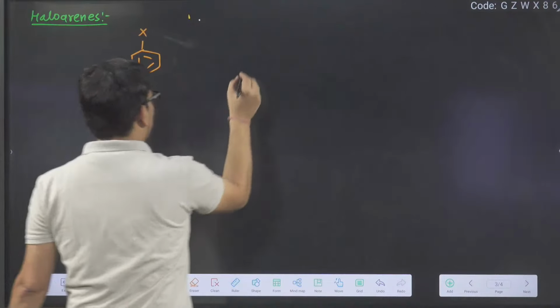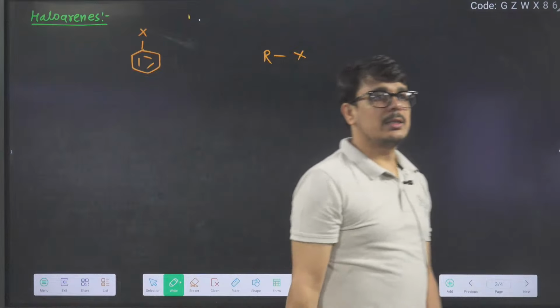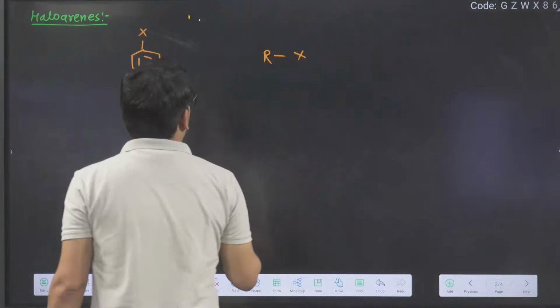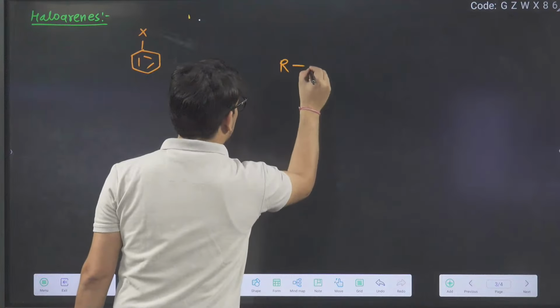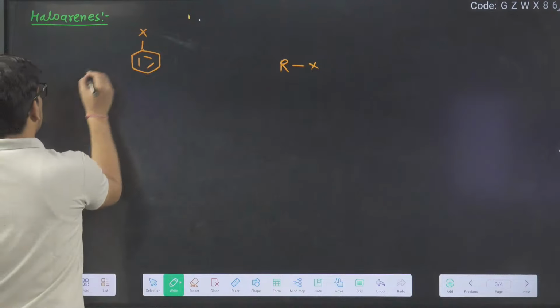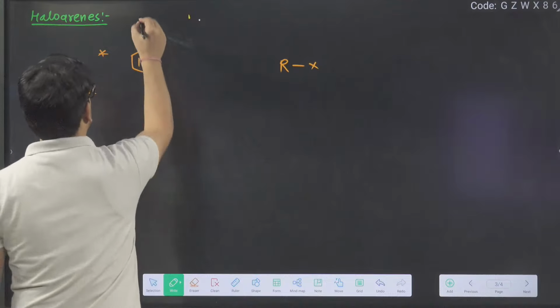One aryl halide and one alkyl halide. These are the two molecules, or not? Among these two molecules, both of them have a leaving group. What do both of them have? Leaving group.